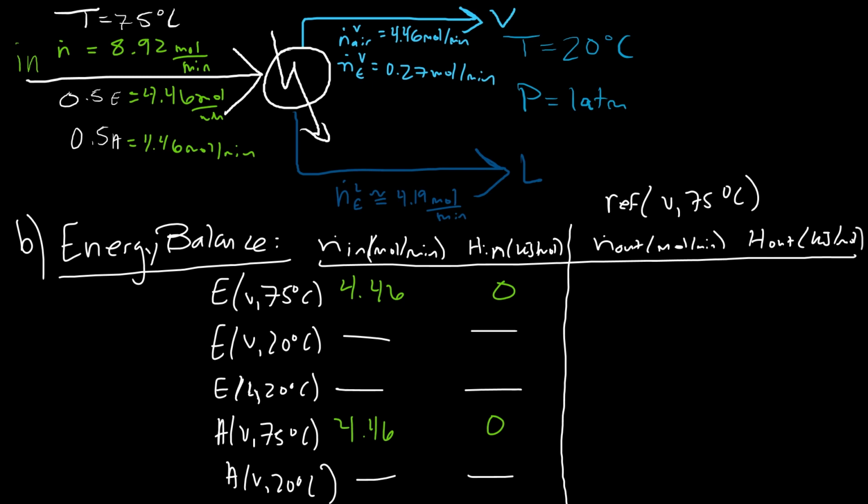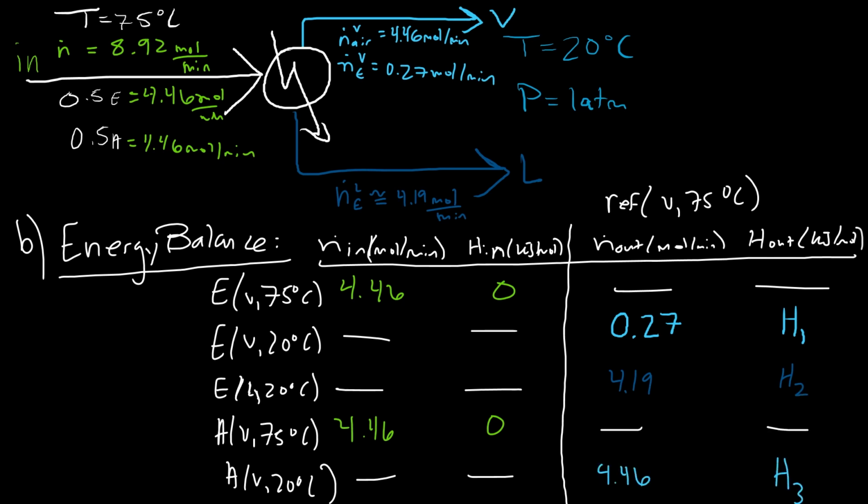And the enthalpy, because it's again at reference state vapor at 75 degrees Celsius, is 0 kilojoules per mole. There's no air vapor entering into the condenser at 20 degrees Celsius, so we're not going to account for that. Okay, so now let's complete the outlet part of our table. So ethanol vapor at 75 degrees Celsius is not leaving in the outlet stream. Ethanol vapor at 20 degrees Celsius, we calculated is 0.27 moles per minute.